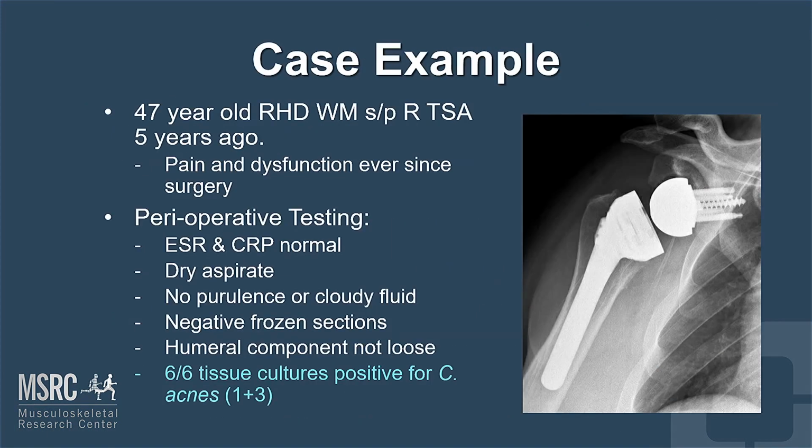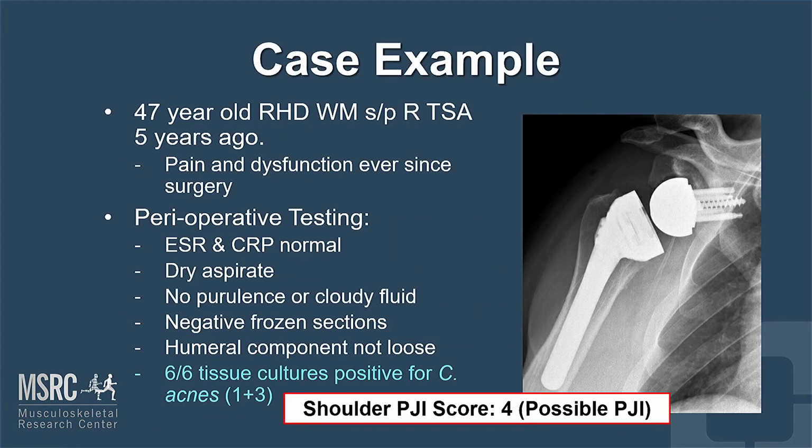If we apply the scoring system to the current case, you can see that this patient receives a score of 4 or possible PJI to represent this scenario of unexpected positive culture results in revision shoulder arthroplasty.